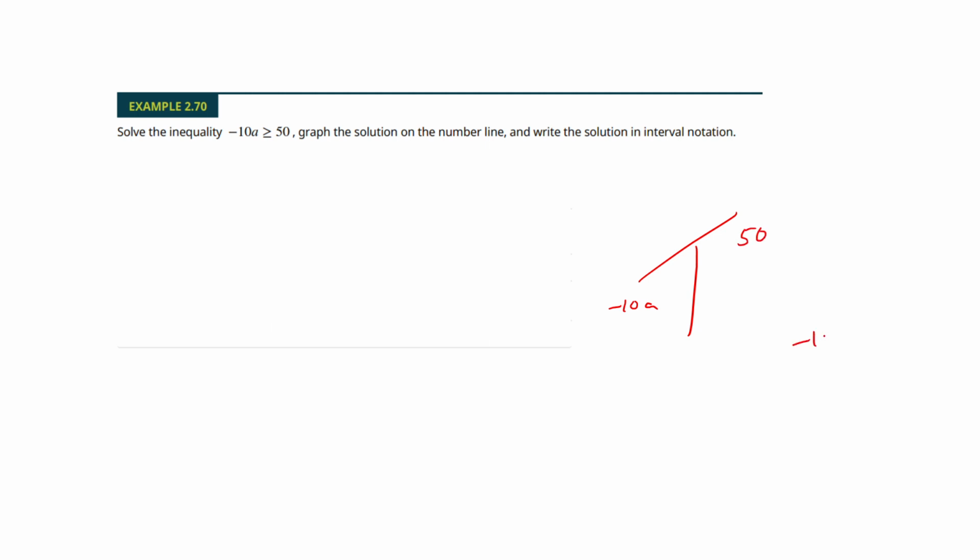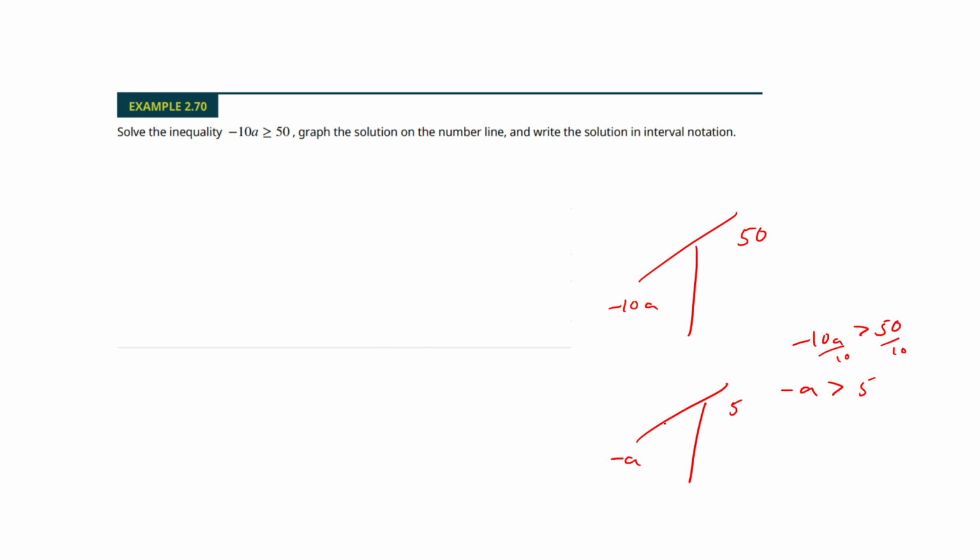So we're saying negative 10a is greater than 50. Now, I'm going to start by dividing by 10. I'm going to leave the negative behind just for the sake of illustration for a second. I've divided both sides by 10. Now this is saying negative a is greater than 5. So it's saying negative a is heavier than 5.